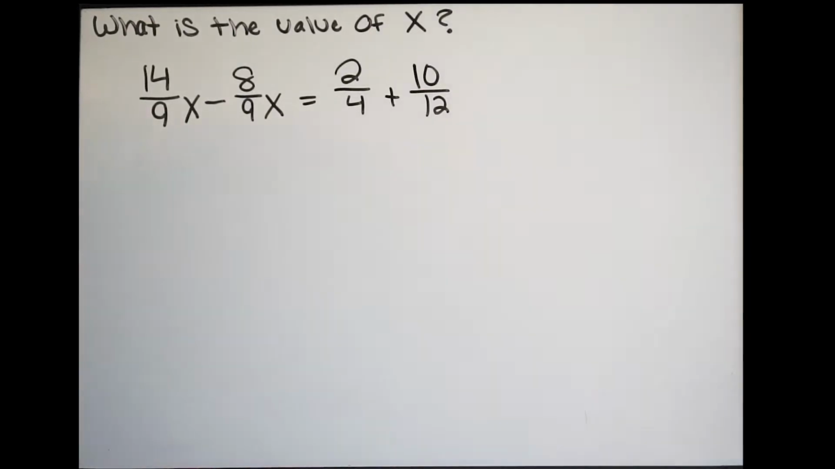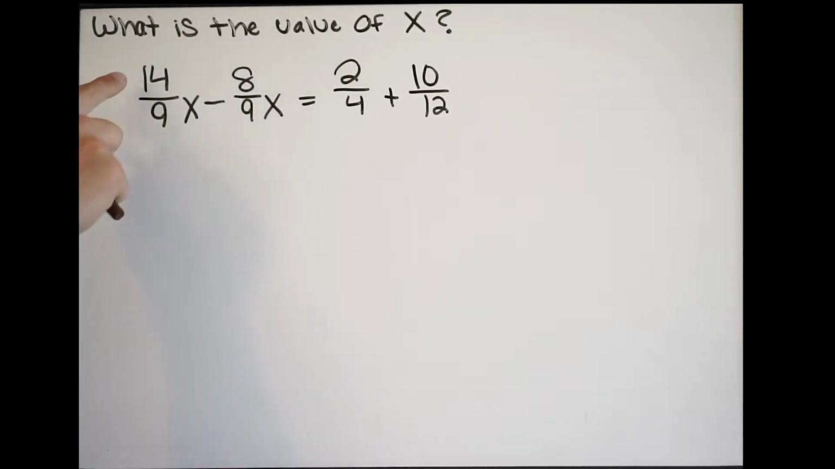Okay, so in this example we're being asked what is the value of x, and notice here that we have an equation, and in this equation we have fractions. Okay, so what we want to do here is first combine any like terms. So if I look to the right, I have like terms right here that I can combine, and notice that, well, they both have the same common denominator. So I can simply just subtract the numerators.